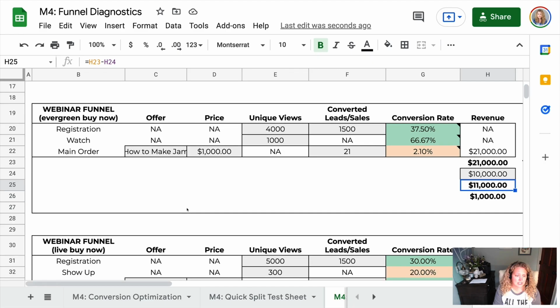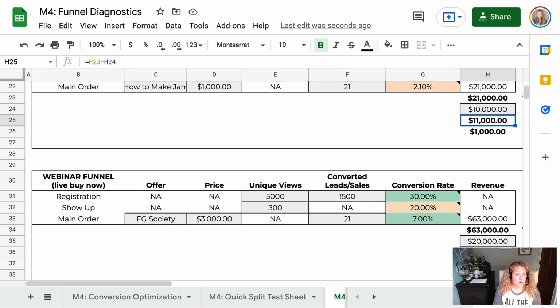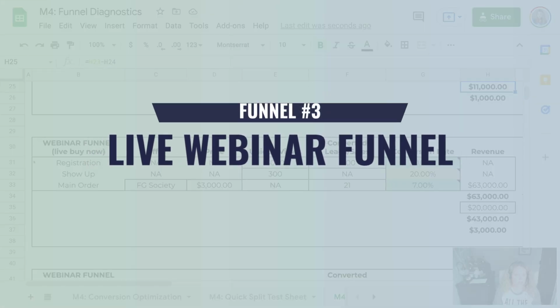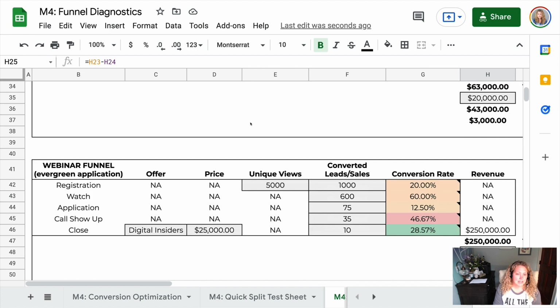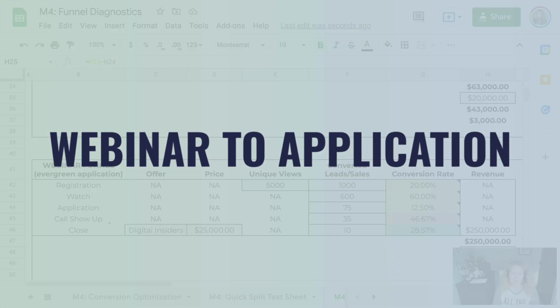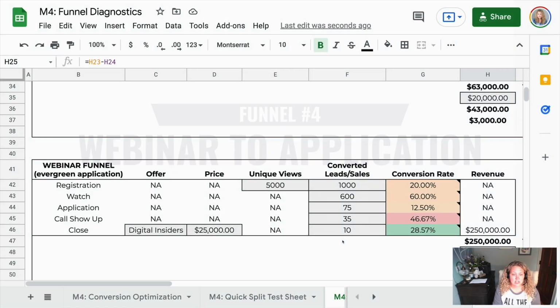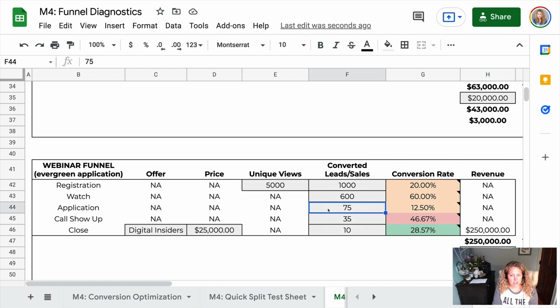As we go down this spreadsheet, you'll see that there are a few iterations. So sometimes you want to do a live webinar. So these are calculated slightly differently. Sometimes you want to do a webinar to an application. So again, these are a couple different numbers. Basically, you want to track how many people actually go to the application and fill out an application from the watch page, how many show up to the call, and how many close on the phone.